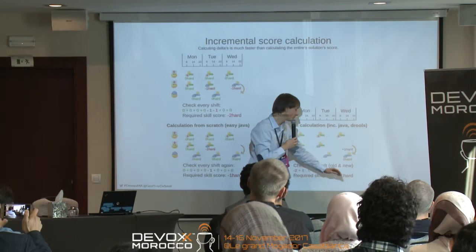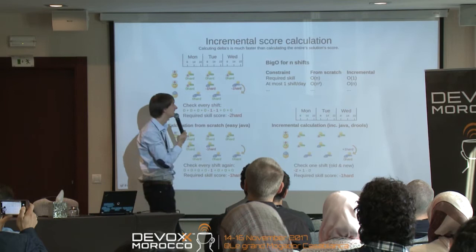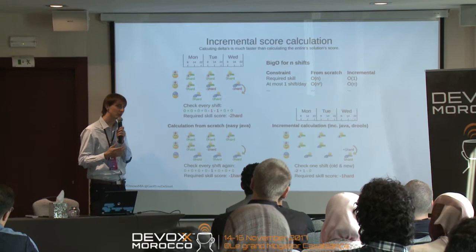So what is the impact of this? Anybody got an idea how big the performance gain of this thing could be? Let me give you some calculations. That's a theoretical one. If you have 5,000 shifts, this could be about 2,500 times faster. That's a lot. That's not 2,500%. That's really more than 2,000 times faster.